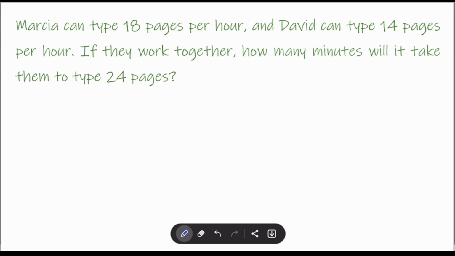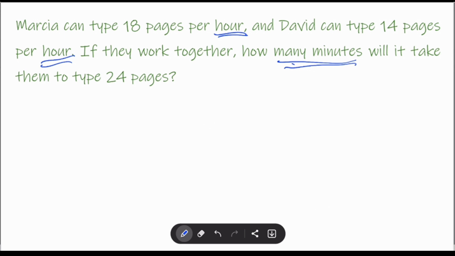Okay, so let us solve this problem. Marcia can type 18 pages per hour. David can type 14 pages per hour. They work together. How many minutes will it take them to type 24 pages? The problem is saying how many minutes, and the given is in hours. So you have to remember that since we have to convert our answer later into minutes, our answer will first be in hours, and then converted into minutes.